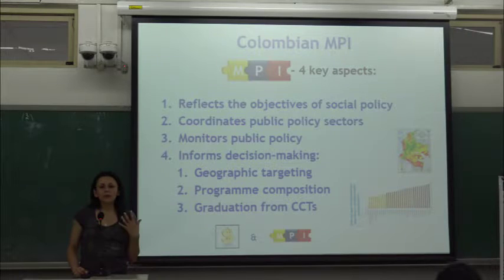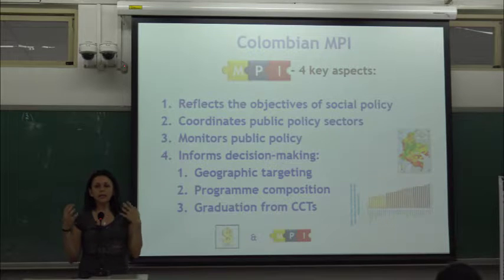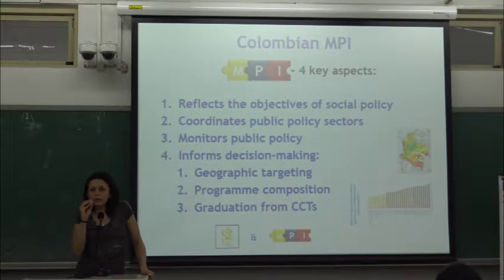So one of the good things that this measurement in Colombia has is that it has been used not only to have a number of how many people are multidimensionally poor in the country, but also it has key aspects. One is that it reflects the objective of the social policy. This means that when they selected the dimensions and the indicators, they were selected aiming that it will be a good way to see if social policy has an effect on the lives of people.